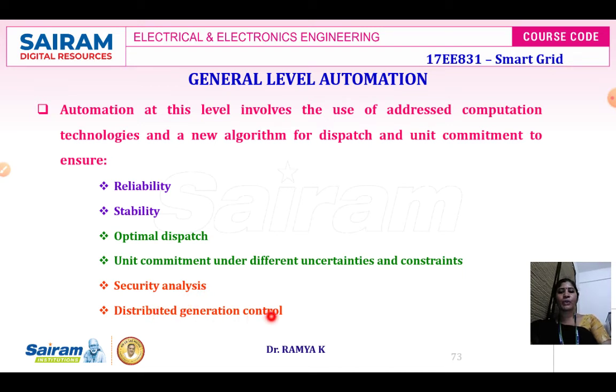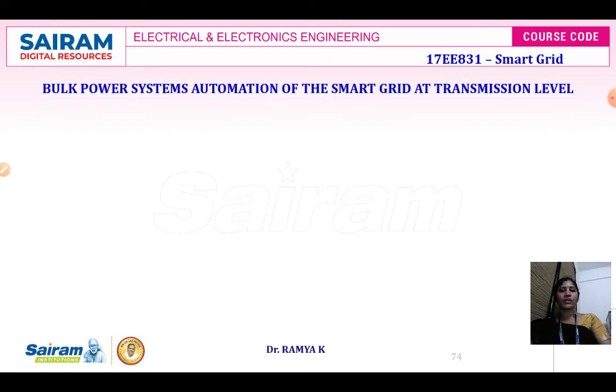Next is going to be your distributed generator control. It ensures proper control technology at your input part, output, and on the load side to ensure that your generation level automation is going to focus on this distributed generator control.